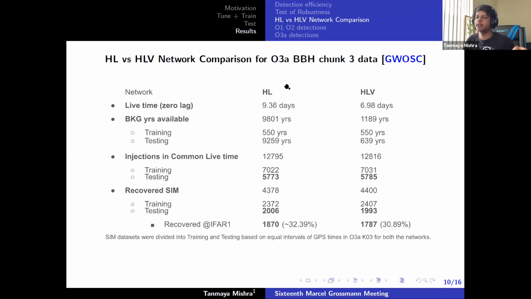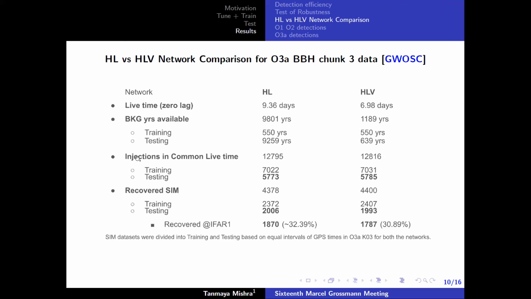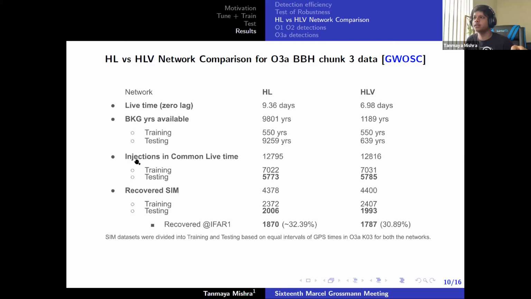We also did a network comparison with the 2-detector network HL, Hanford and Livingston, versus the 3-detector network HLV, which is Hanford, Livingston, and Virgo. We did this on the O3A BBH run on one of the chunks of data. As we can see, these have different lifetimes and different background years available. So for a fair comparison, we looked at injections only in the common lifetime, and we selected the same amount of background years for training, that is 550 years. Moreover, we divided the injections into training and testing based on equal intervals of GPS times, and then looked at the recovered simulations using the machine learning approach.